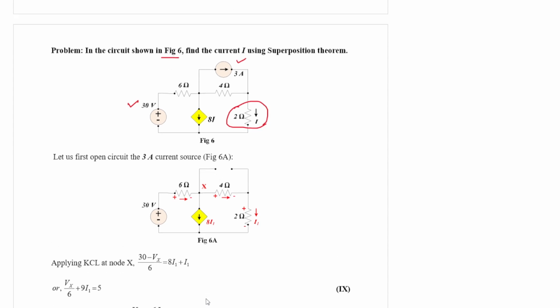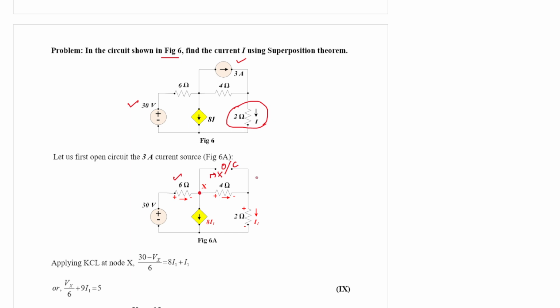Let us first remove the 3 ampere current source by open circuiting it. Let us analyze this circuit. Since this is an open circuited terminal, no current flows through it. The 30 volt source will inject some current flowing through the 6 ohm resistor, and after reaching node X, it gets two paths.